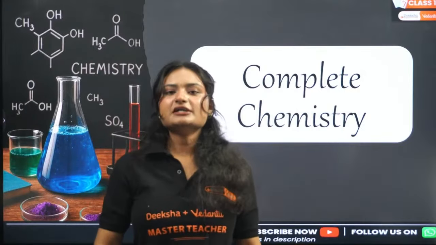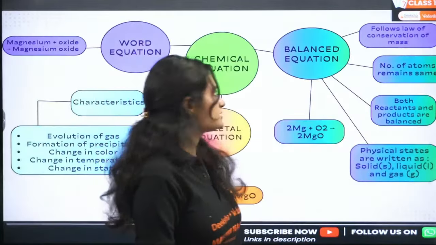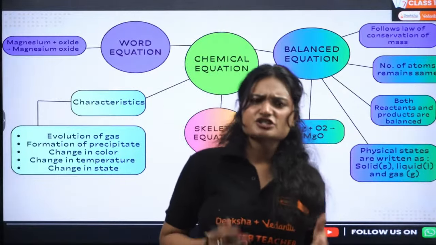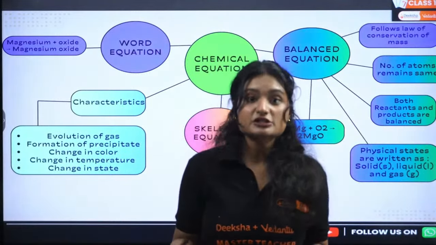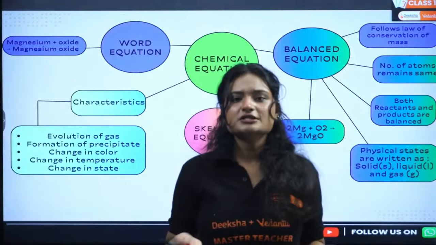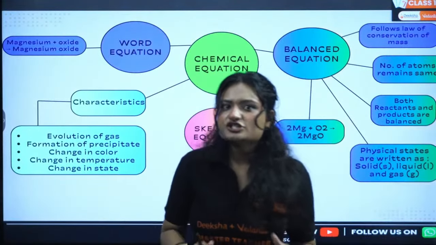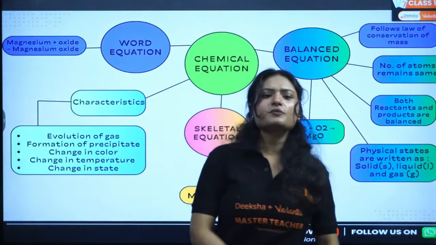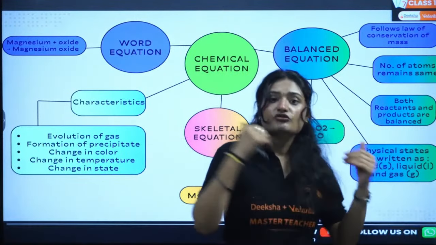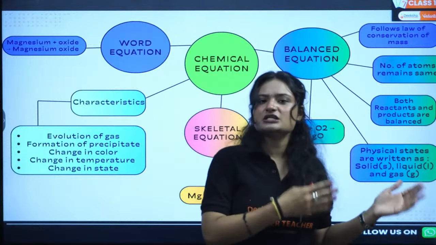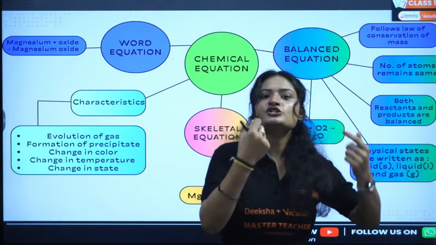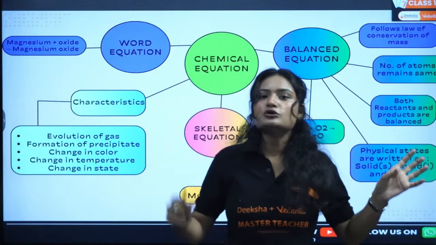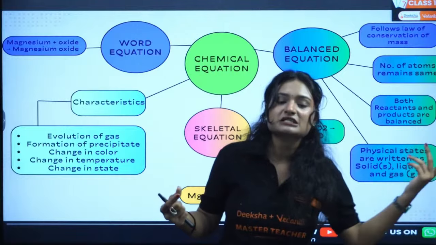Chapter 1, Chemical Reactions and Equations. In Chemical Reactions and Equations, we talk about chemical reactions. What are chemical reactions? A chemical reaction is a process in which one or more substances get transformed into a new substance with new chemical properties. The compound or the substance that you are getting out of a reaction is a totally different species.